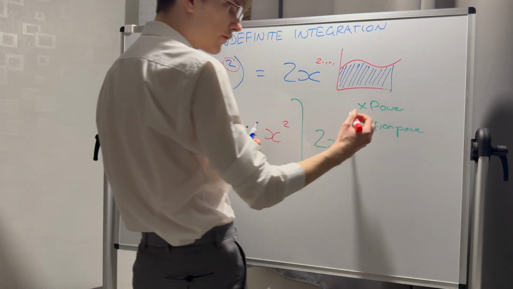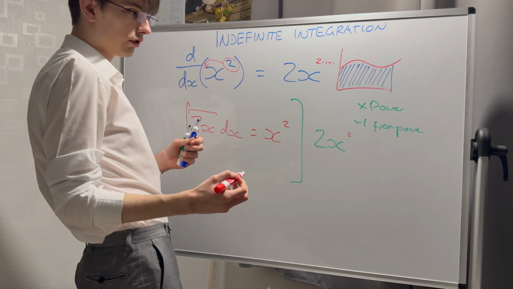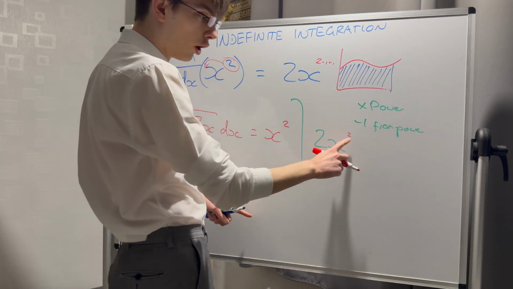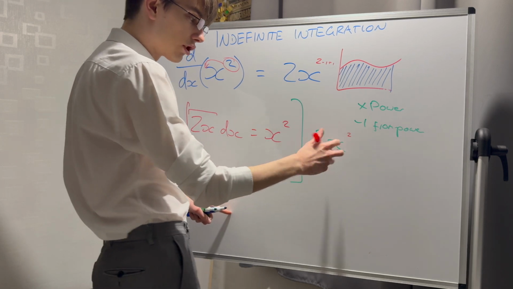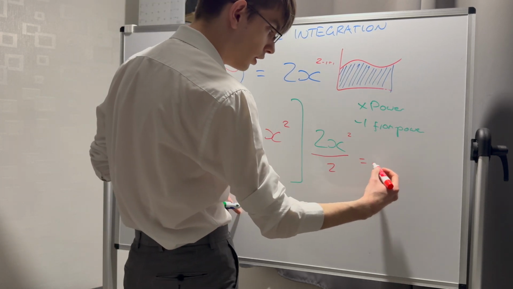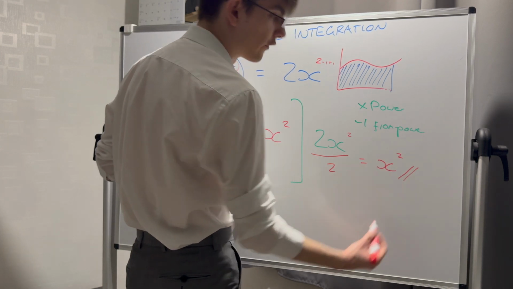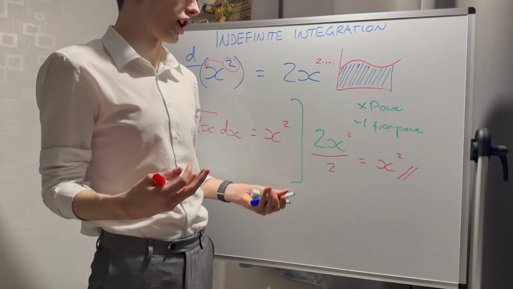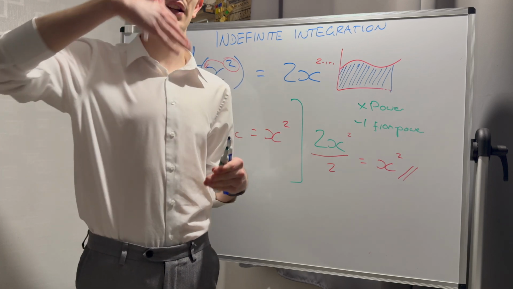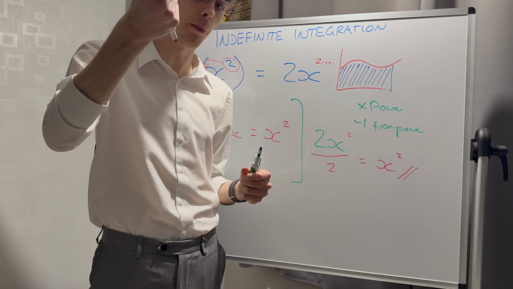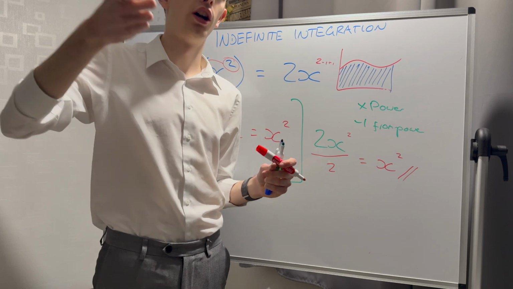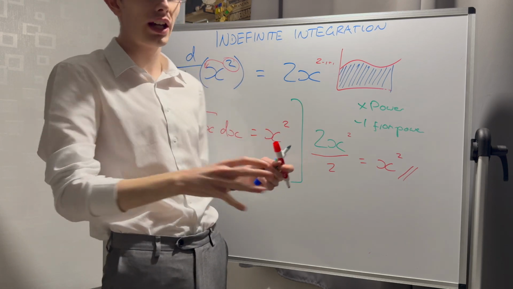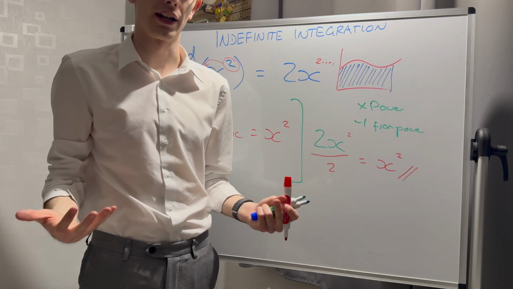And then, instead of timesing by the power, I'm going to divide by the power. So I've got my new power. I'm now going to divide the entire thing by that new power. The 2 and the 2 cancel, and I'm left with x squared. The exact opposite way that we did differentiation. Instead of timesing by the power and then minusing 1 from the power, we work backwards and opposite. So we add 1 to the power and then divide everything by that new power. And remember, you can always just differentiate everything to check that we are correct.